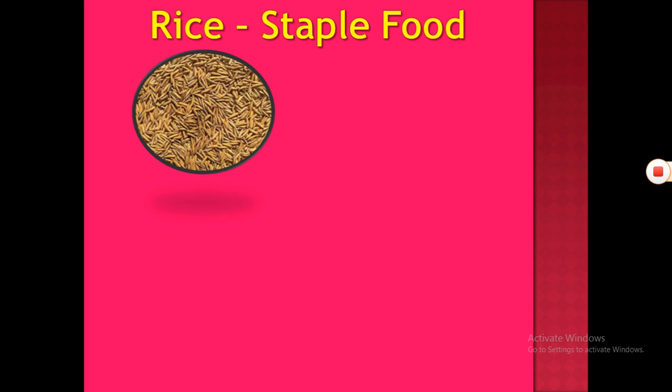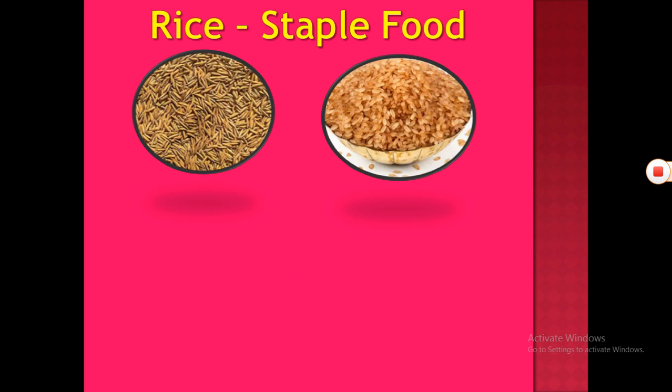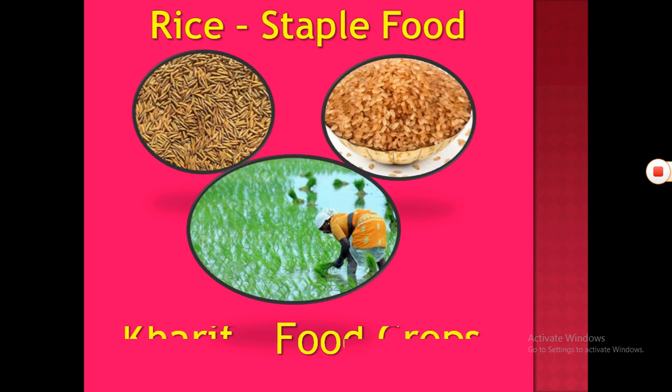Rice is the staple food of the people in India. Staple means main food. Hence, it is a very important food crop. Rice requires high temperature and large supply of water. So, irrigation facility is a must for cultivation of rice. Irrigation facility means facility for watering.